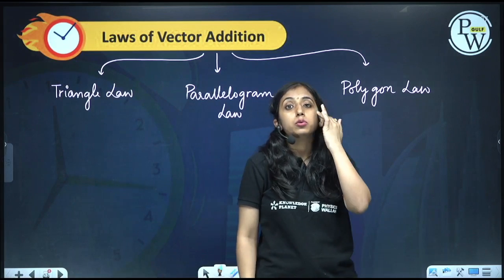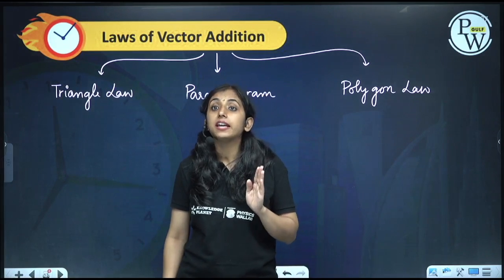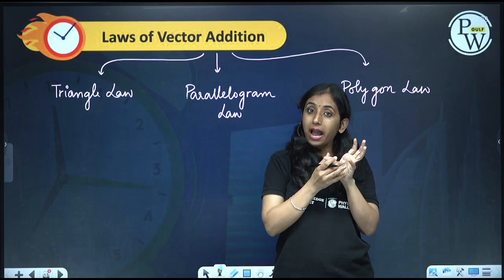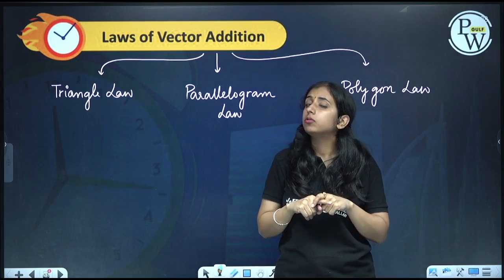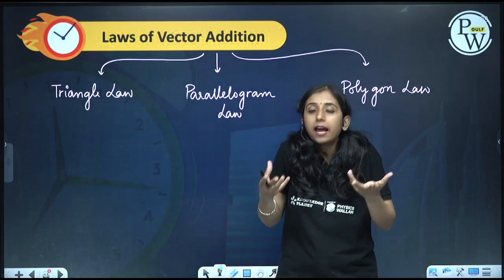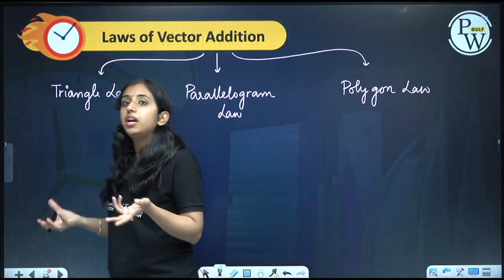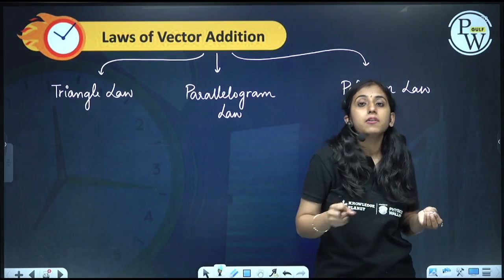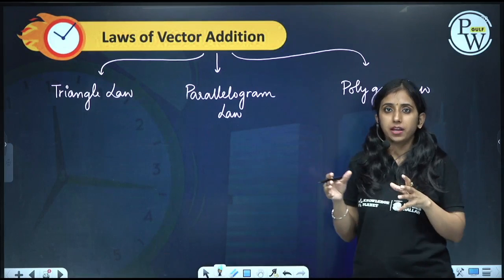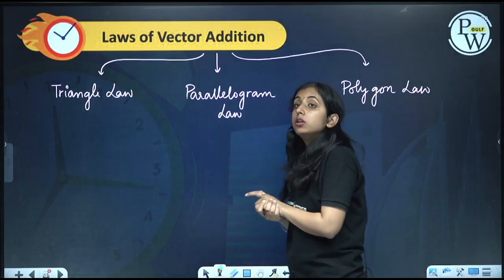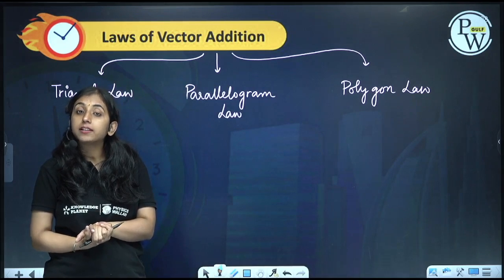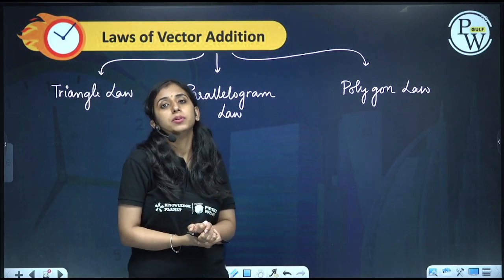Vectors do not add by scalar algebra, like 2 plus 3 is 5. So a vector of magnitude 2 and a vector of magnitude 3 may or may not sum to 5. It is not always 5. So the addition of two vectors will depend upon the angle between them.